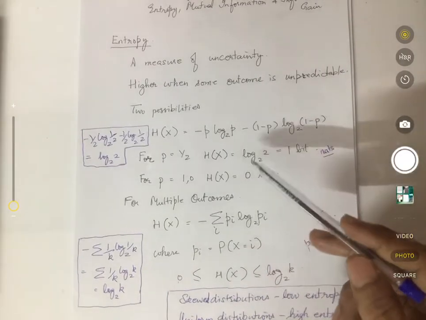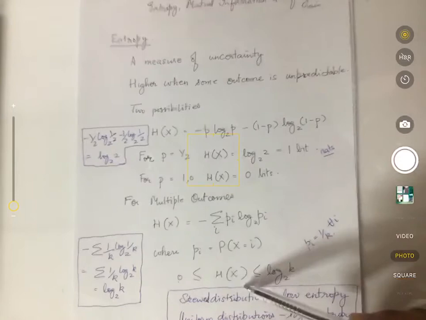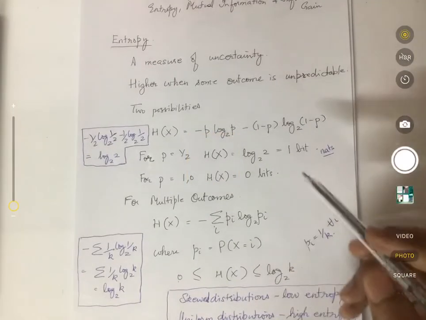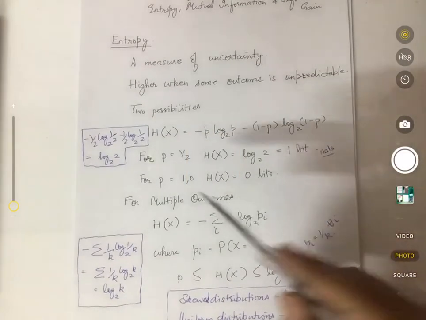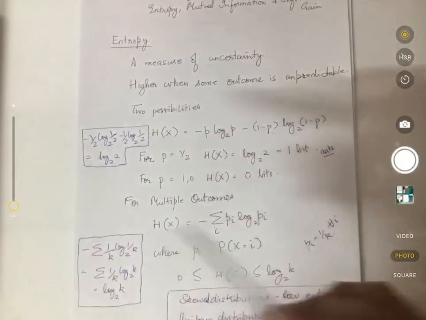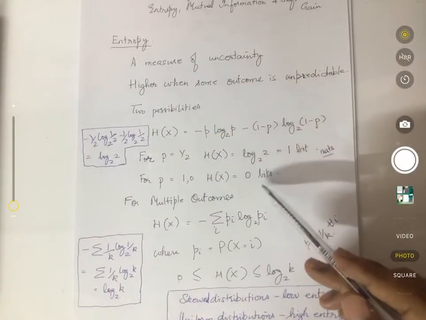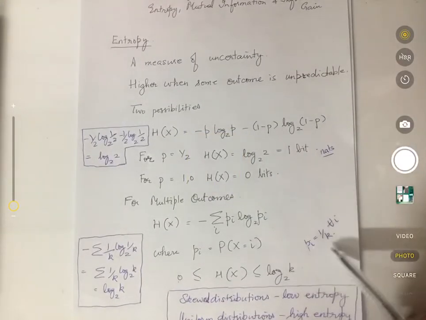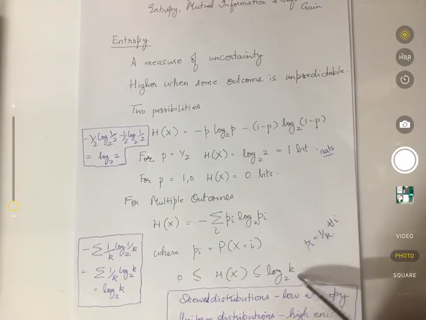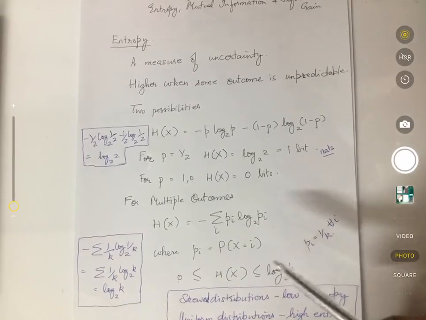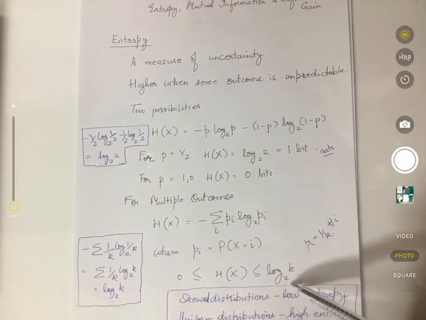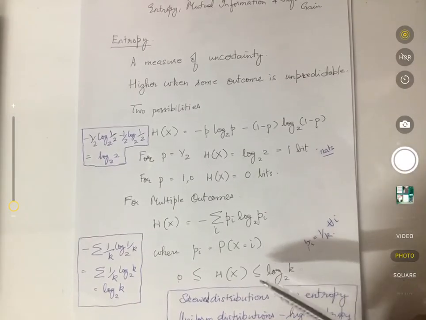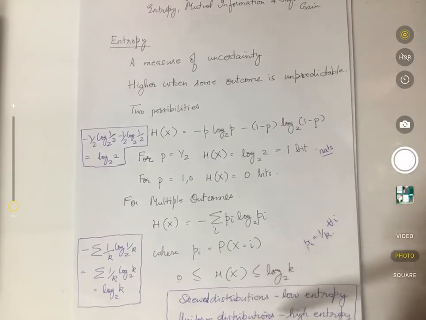So the difference between the binary case and the multiple possibilities case is that for the binary case, a probability of 1 by 2, meaning uniform probability, gives the maximum entropy of 1. And for the multiple outcomes case, for a uniform probability of 1 by k, you get a maximum entropy of logarithm k to the base 2, which means there is more uncertainty when there are more possibilities, right? And that is true. When there are more possibilities, there is definitely more uncertainty.